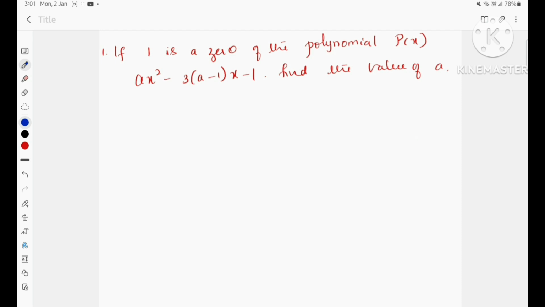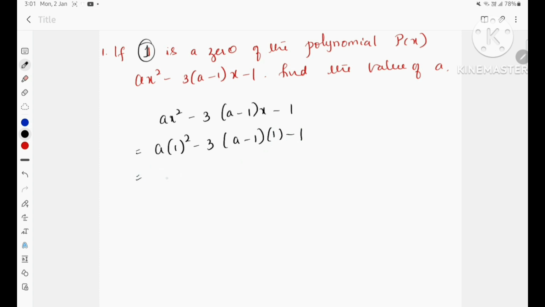If 1 is a zero of the polynomial p of x equals ax square minus 3 into a minus 1 into x minus 1, find the value of a. This is a 2-mark question. The given polynomial expression is ax square minus 3 into a minus 1 into x minus 1. You can find the value of a by using 1, which is given in the question. So you can substitute 1 in place of x to get the value of a.